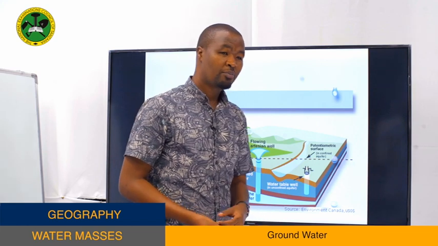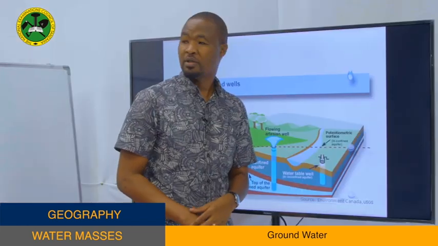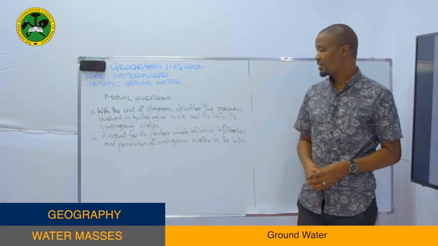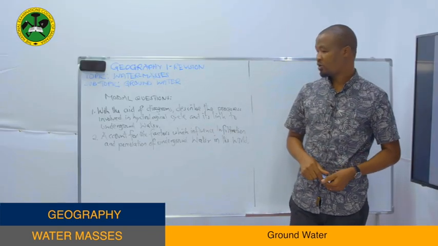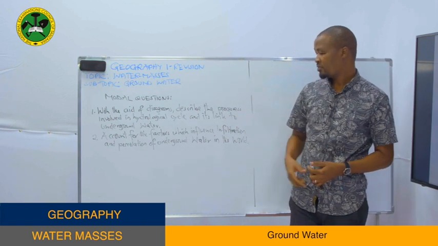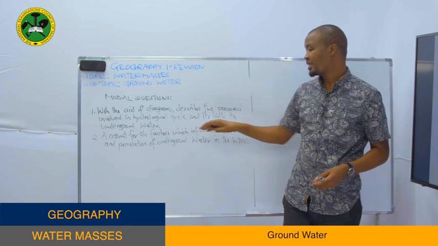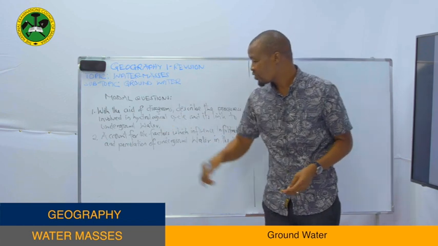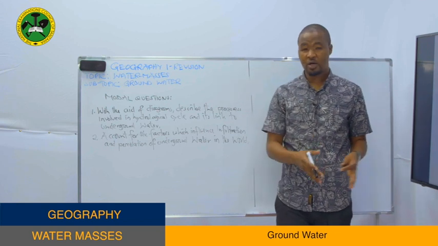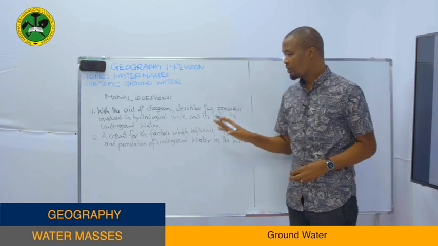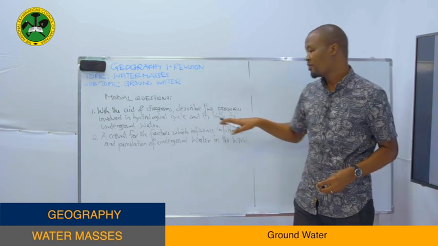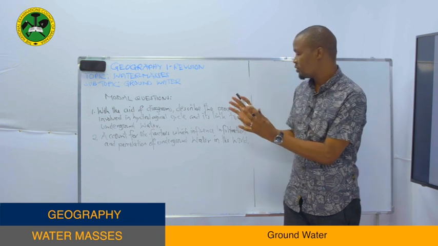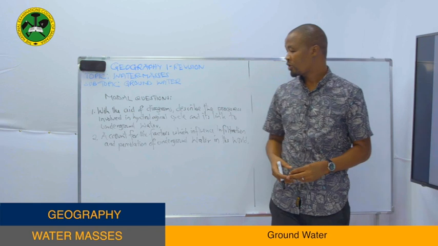Okay, so let's see a sample question concerning today's topic, which is water masses, and the subtopic is underground water. Let's see the model question relating to underground water. With the aid of diagrams, explain the processes involved in the hydrological cycle and its link to underground water. As a Form 6 student, because right now we are doing revision, I know you know what the hydrological cycle is. And right now I have given you a simple summary of underground water. So it's very important to describe the processes involved in the hydrological cycle. And at the end, we have to link the whole system of the hydrological cycle or water cycle with underground water.